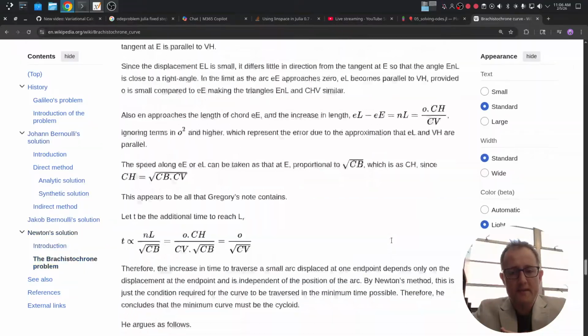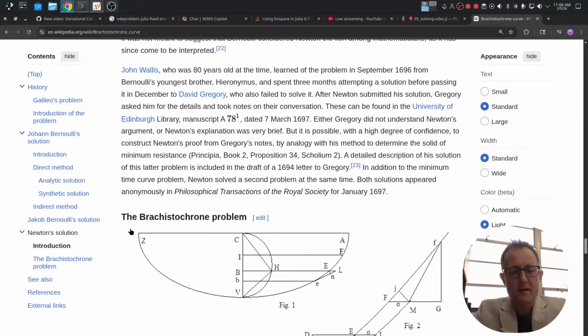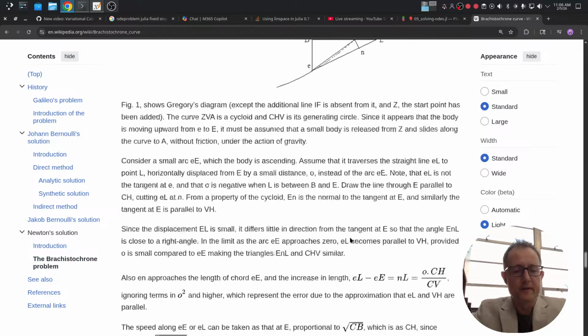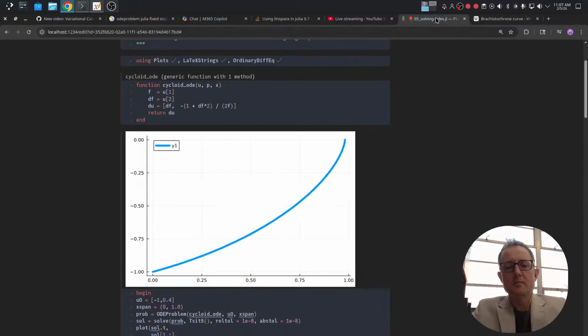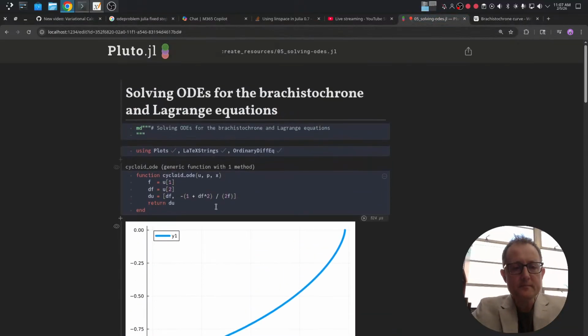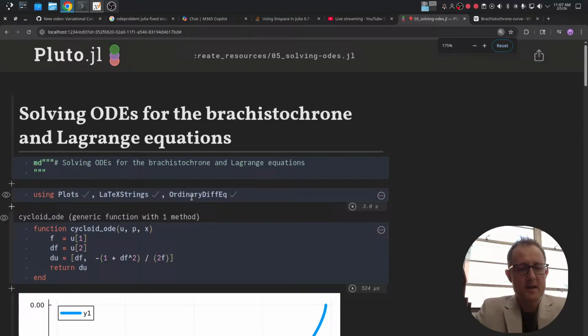Let me see, anything else useful in here? So this is tracing out the path of a point on a rolling ball. But anyway, create this differential equation. Let's zoom in a little bit.